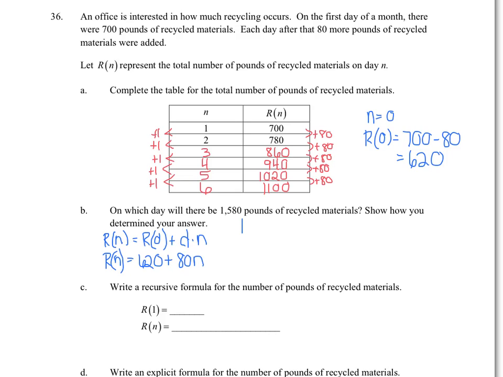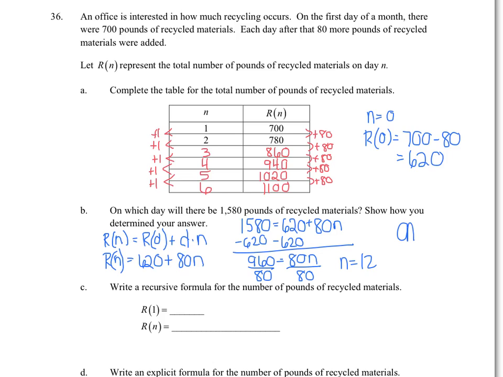Well, I want to know, when will we have 1,580 pounds? So 1,580 pounds equals 620 plus 80n. I'm going to subtract 620 on both sides and get 960 equals 80n. I'm going to divide by 80, and n is going to equal 12. So this is going to be on the 12th day. On the 12th day, there will be 1,580 pounds of recycled materials.